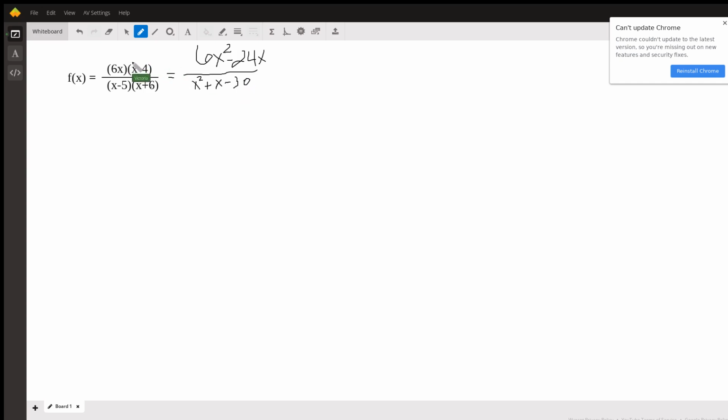Now, this form is good for finding zeros. We know we have zeros where the numerator is 0. So that's at x equals 0 and x equals 4. And it's good for finding vertical asymptotes because we have vertical asymptotes whenever the denominator is 0. So there's a vertical asymptote at x equals 5 and again at x equals negative 6. So if we were going to graph it, we would put those on first.